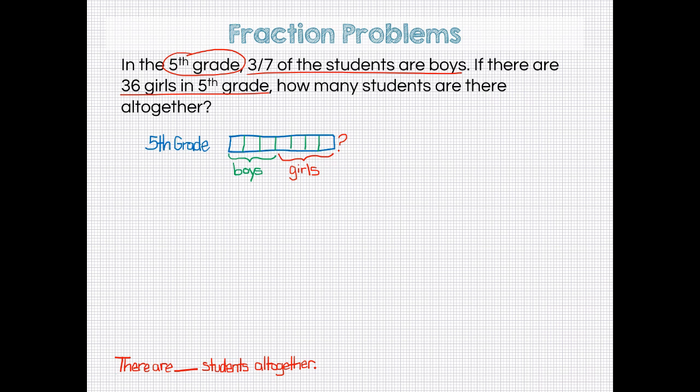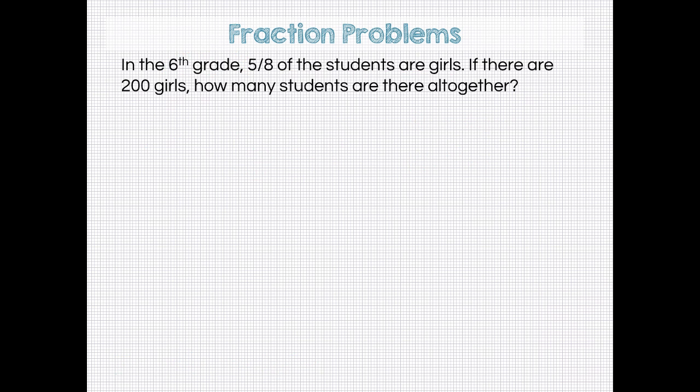That means the remaining units represent girls. Also, since we know that there are 36 girls, that means that 4 units equals 36, which means that 1 unit equals 36 divided by 4, which is 9. Since each unit bar represents 9 students, and we want to find out how many students there are altogether, we simply multiply 7 times 9 to find out that there are 63 students altogether.